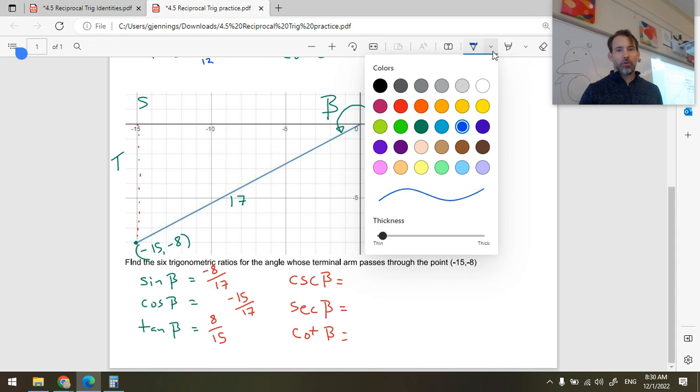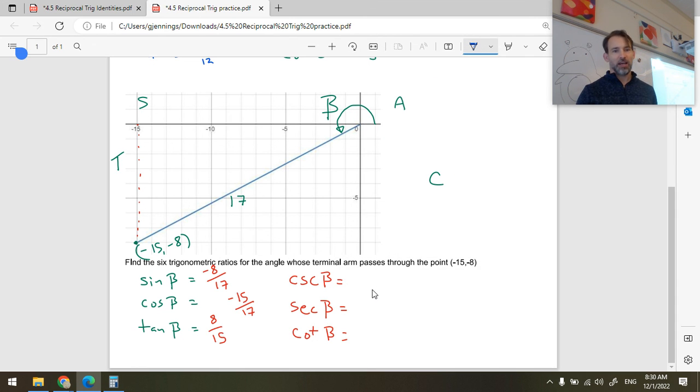Now, how are we going to find cosecant beta? How in the world will we do that? We just flip our sign. You just flip the sign. So it's -17 over 8. Or if you write down 17 over -8, you're not wrong. Oh, there's worse things than that on your test papers. And then cotan beta. 15 over 8, good.